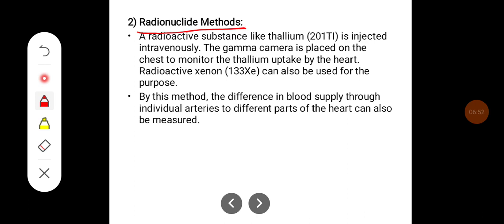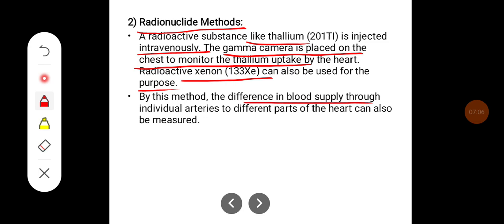Radionuclide method. A radionuclide substance like thallium is injected intravenously. The gamma camera is placed on the chest to monitor the thallium uptake by the heart. Radioactive xenon can also be used for this purpose. By this method, differences in the blood supply through the individual arteries to different parts of the heart can be measured.